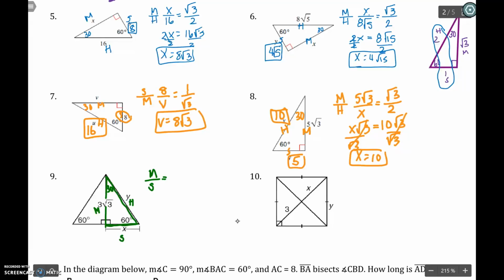You can pick whichever you want. So the medium is 3 radical 3. The short side is x. In the original, the medium is radical 3 and the short side is 1. And then we'll cross multiply.